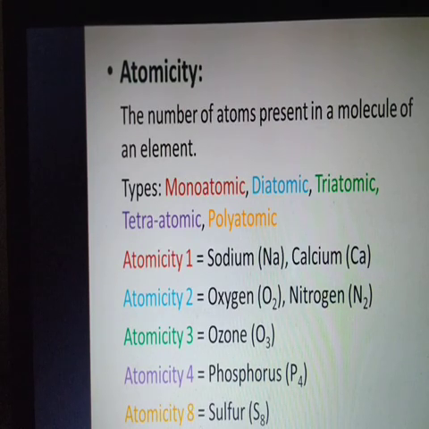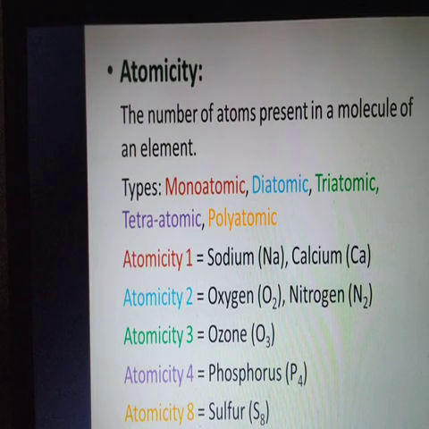Coming to the next term, it's atomicity. You may remember this term, or you may have forgotten it, or you may say, sorry, we didn't read this one previously. No problem. Atomicity, the basic definition, goes like this: the number of atoms. It's very, very simple.